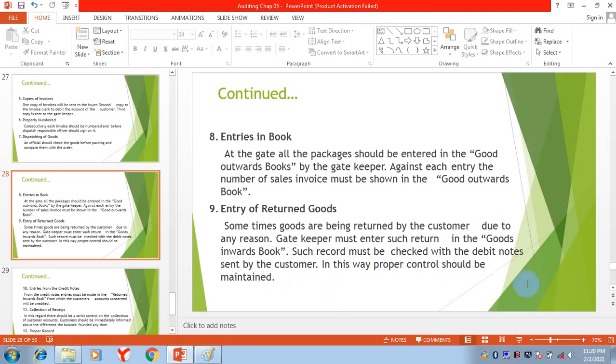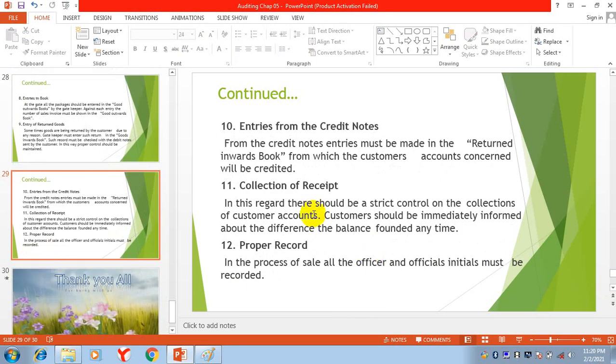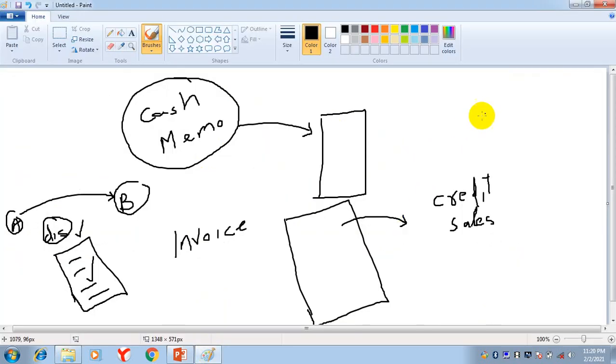And why are we doing all this process? Because we want to control each and every item. Entries from the credit notes. From the credit notes, entries must be made in the return inward book, from which the customer's account concerned will be credited. Keep in mind, the customer who is returning goods will send a debit note.